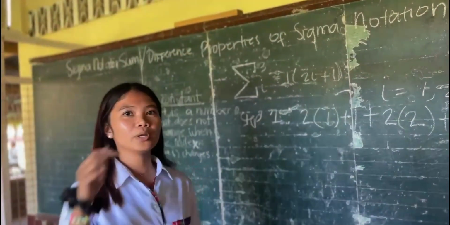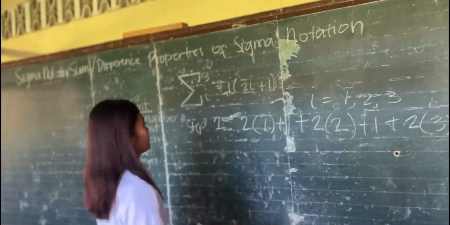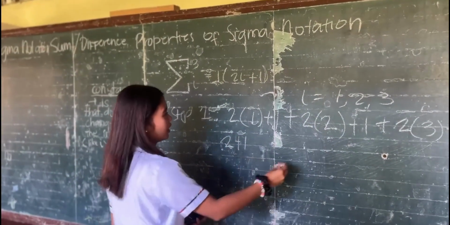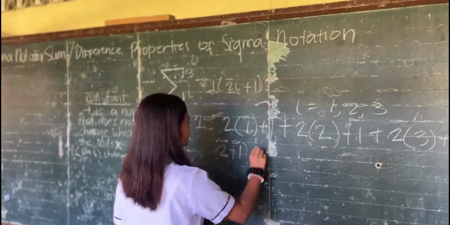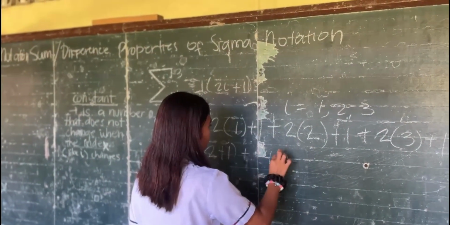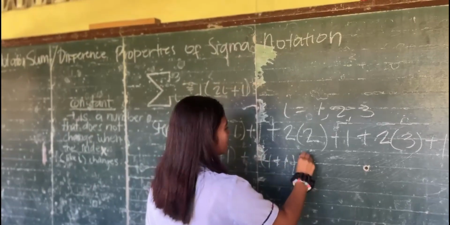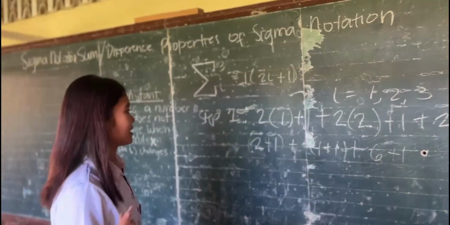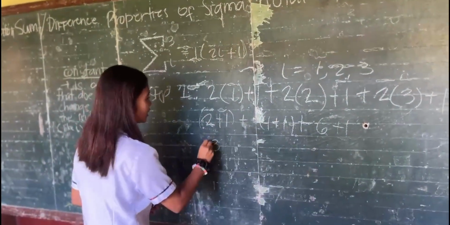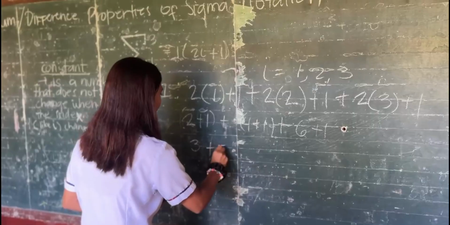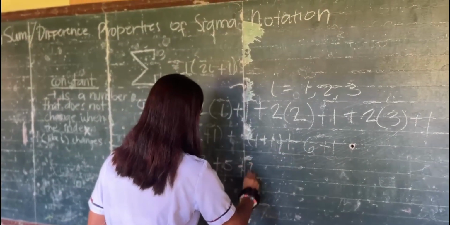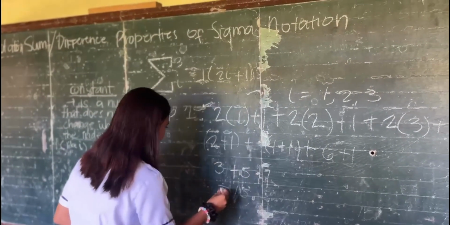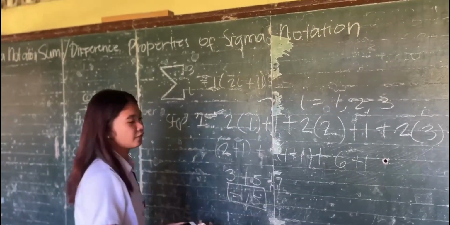So now we will solve each sum. 2 times 1 equals 2 plus 1, and 2 times 2 equals 4 plus 1, and 2 times 3 equals 6 plus 1. So now let's add. 2 plus 1 equals 3, 4 plus 1 equals 5, and 6 plus 1 equals 7. So 3 plus 5 plus 7 equals 15. So our final answer is 15.